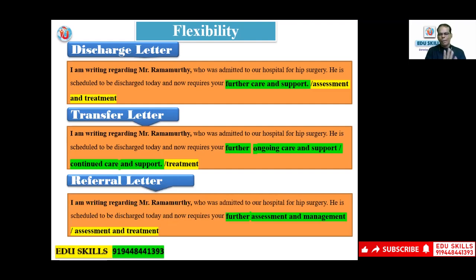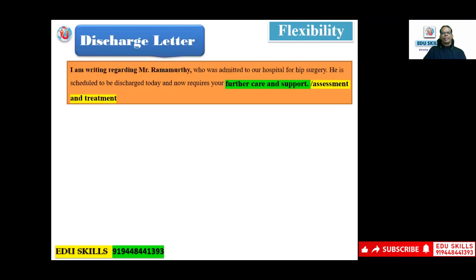Referral letter, I'm giving some samples. I'm writing regarding Mr. Ramamurthy, who was admitted to hospital for hip surgery. He is scheduled to be discharged today and now requires your further assessment and management, or assessment and treatment. So flexibility again, some examples.